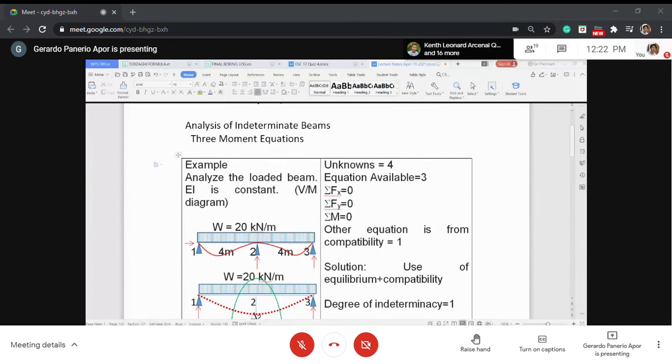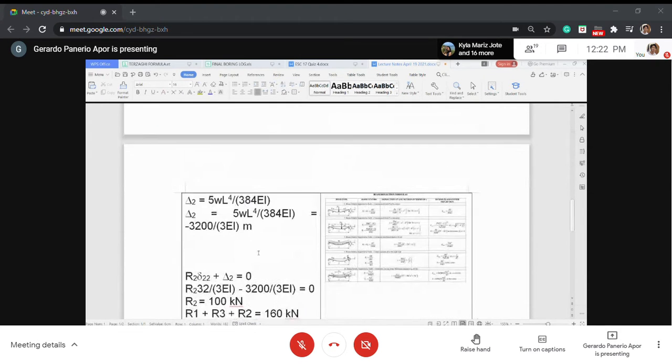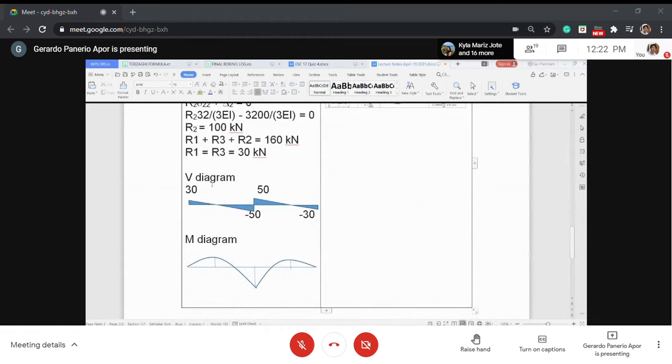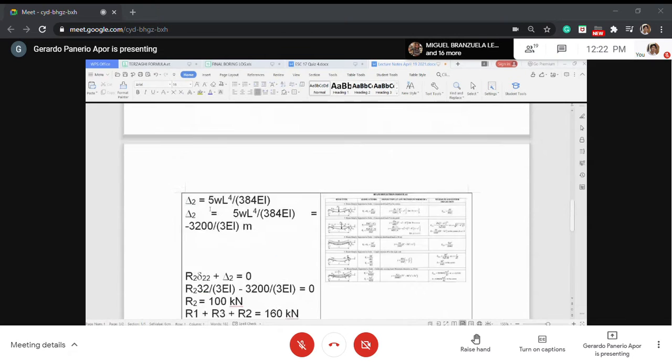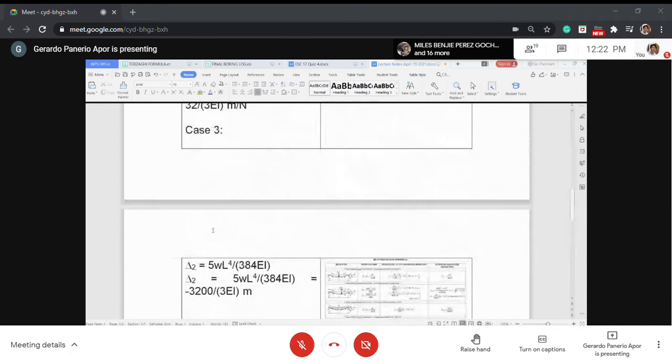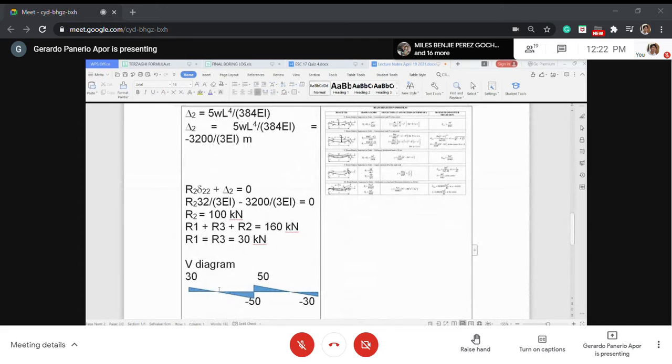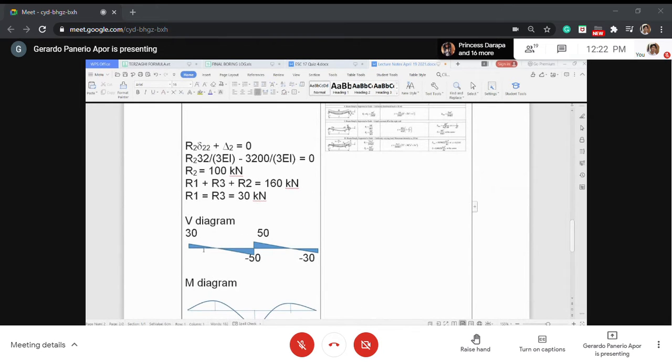Okay, so I will springboard from here, but before we proceed with the three-moment equation, we will first determine the moment here, because we are only up to this. After determining the reactions, we determine this. The distance between this one is 30 over 20, 30 divided by 20. This is 1.5 meters. So this is 4 meters, so this one is 2.5.